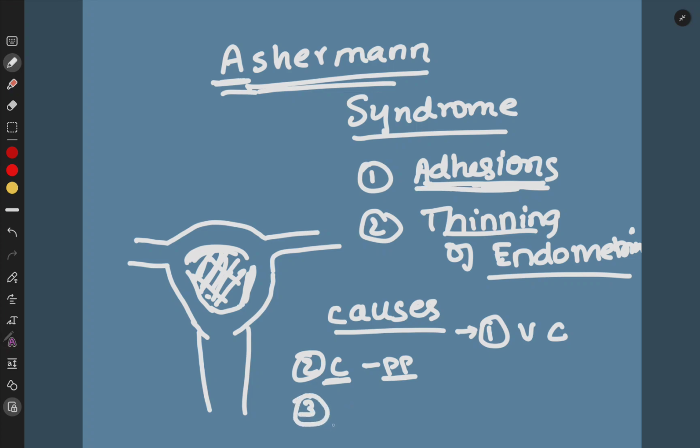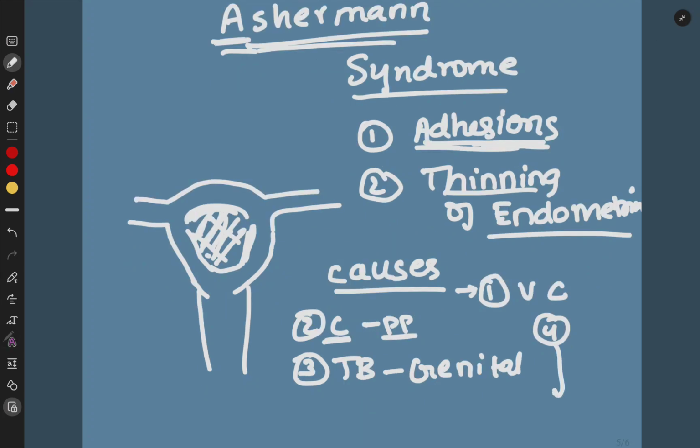The third cause is genital TB. And the fourth cause is infection with Schistosoma, which we call schistosomiasis. It is a blood fluke infection.